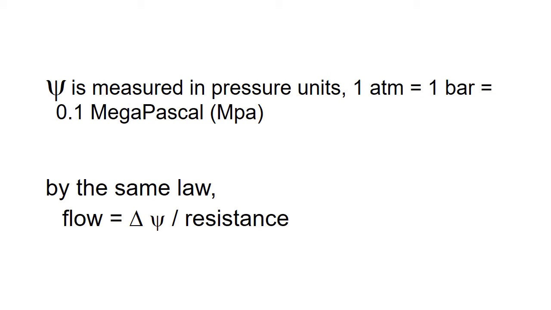Water potential is measured in pressure units: 1 atmosphere, which is equal to 1 bar, which is equal to 0.1 megapascals. To complete the picture of the forces that drive the movement of water through plants, the flow, the speed of movement of water, is equal to the change in water potential divided by the resistance. There are a number of factors that can provide resistance within a plant, which we'll come on to.